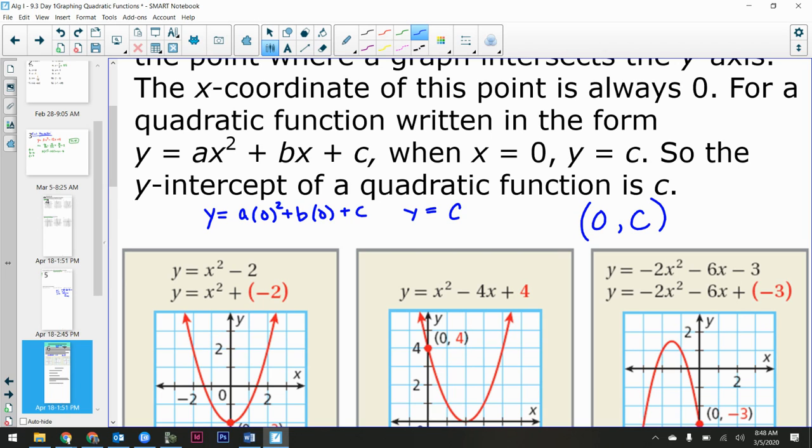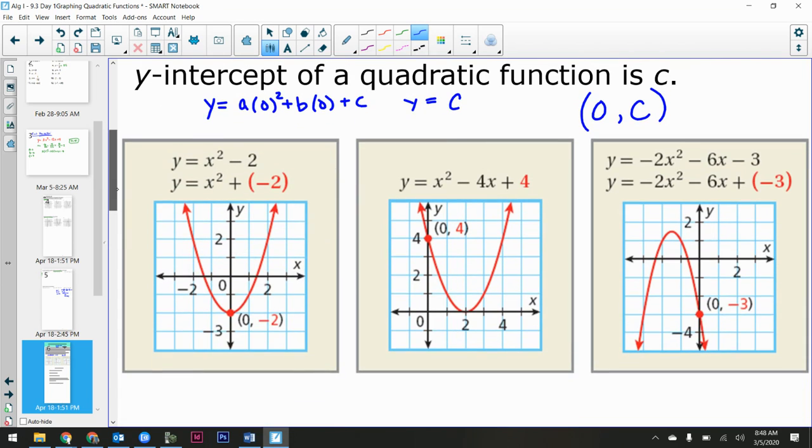So where do you look to find your c value? Always the last number of the equation. That's why we've been writing it down so many times. Because guess what, folks? That's your y-intercept. There's no calculations you need to do. There's no formulas you need to do. That is your y-intercept. So three pretty easy examples that we got here.